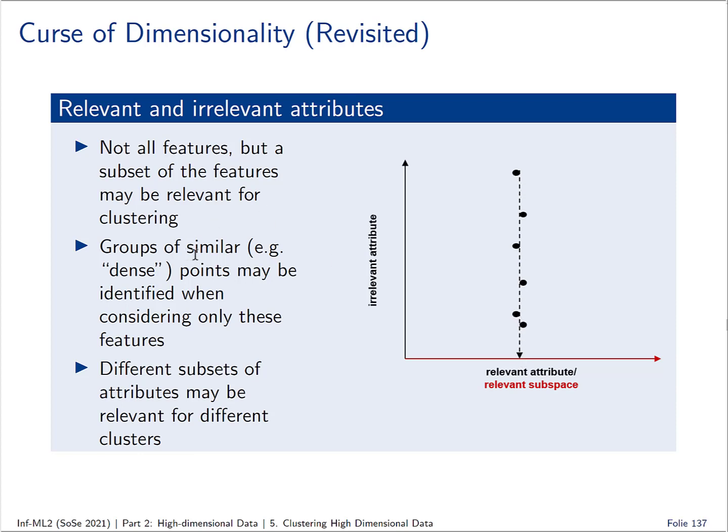So groups of points, groups of similar points, groups of similar objects, dense objects or whatever, may be identified only when considering these relevant subspaces, these relevant attributes. And once again, and this is what makes it a little bit more severe, different subsets of attributes may be relevant for different clusters. So there may be a different cluster, which maybe is something like some points following this line here, and then this attribute would be relevant for this second cluster. And that makes it much harder than before, so to say.